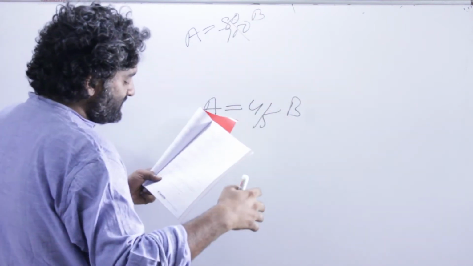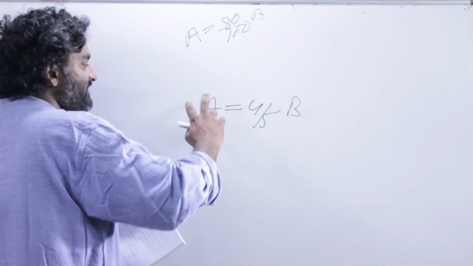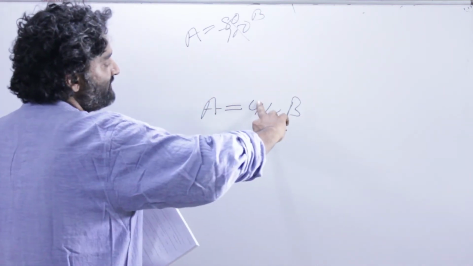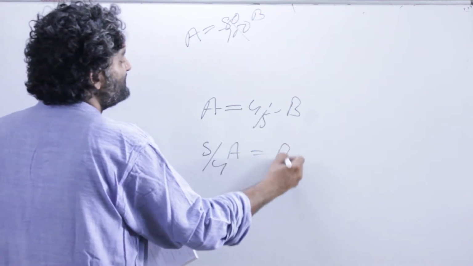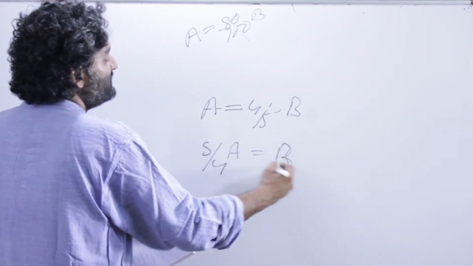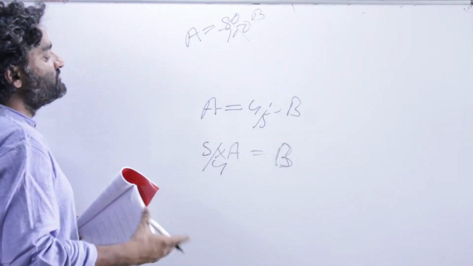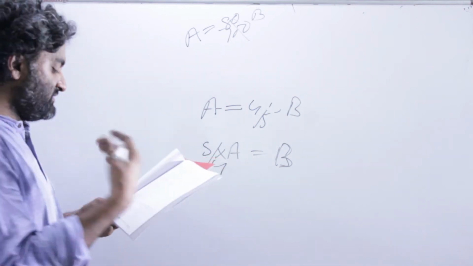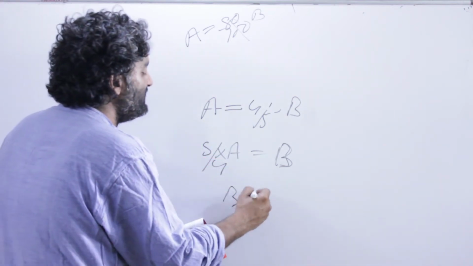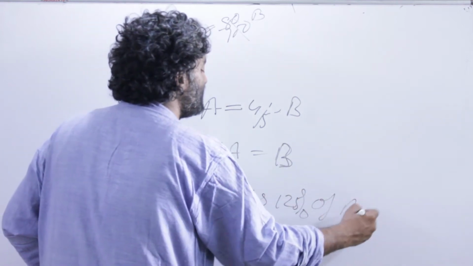Now the question is, what percentage of A's salary is B's salary? So basically we have to think of A as the base. All I have to do is flip the multiplying factor here. So it becomes 5 by 4 A is equal to B. So B is equal to 5 by 4 of A. 1 by 4 is 25%, so 5 by 4 would be 125%. So my answer would be B is 125% of A's salary.